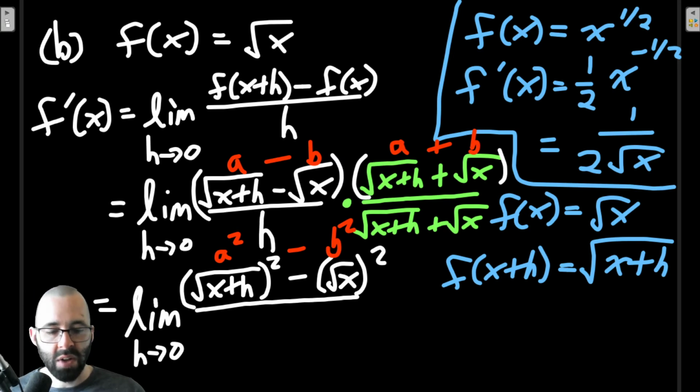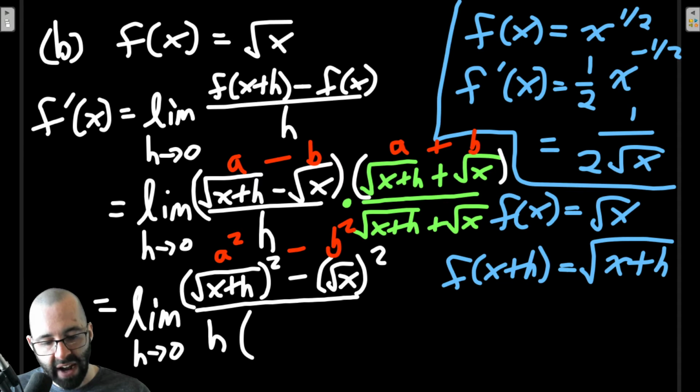And the bottom, we don't have to FOIL. The bottom is distributing. We have to distribute that h. Or we can just leave it factored. We actually don't need to multiply it here. If you wanted to multiply it though, that works perfectly fine. It's just optional. So x plus h plus the square root of x.